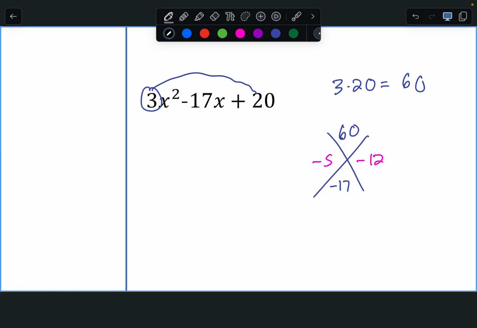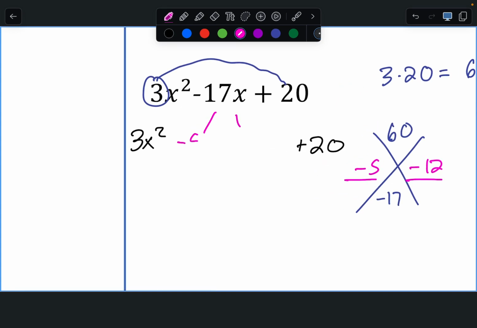So I keep my first term, my 3x squared. I keep my last term, which is plus 20. And that middle term is now split up by my negative 5 and my negative 12. So it's going to be negative 5x and negative 12x. Or you could flip-flop, it would still work out. And now I'm going to group, so my first two and my last two.